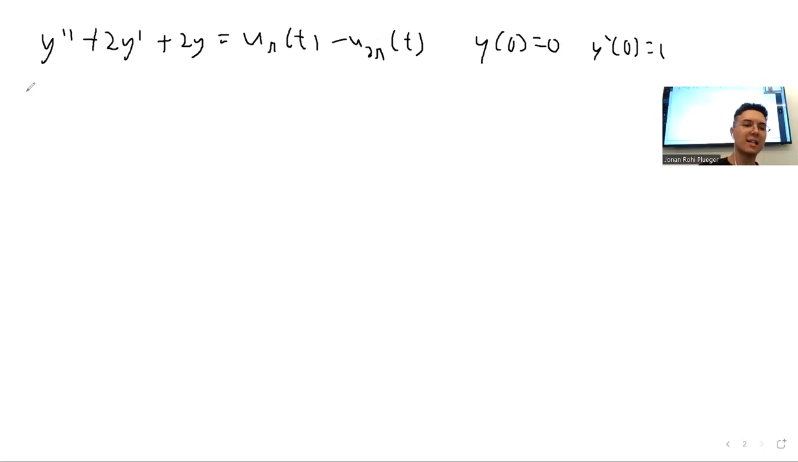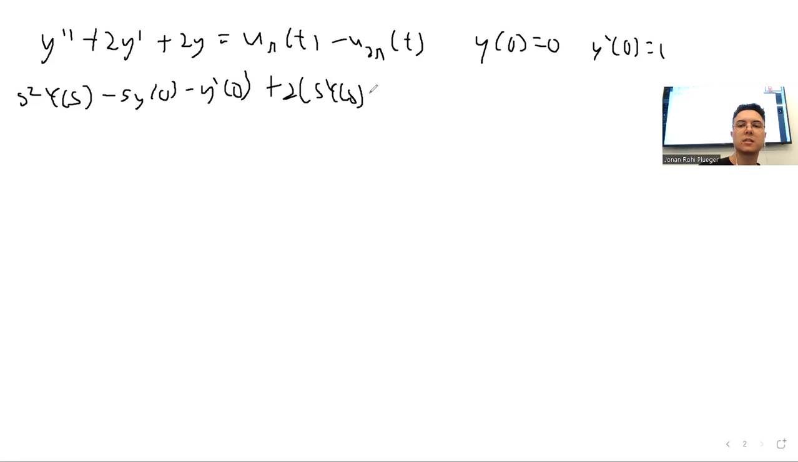Laplace transform. All right. So we have s squared y of s minus 1. I'm skipping, well, no, I'll write the pattern just to not skip steps. Minus s y 0 minus y prime 0 plus 2 s y of s minus y 0 plus 2 y of s.